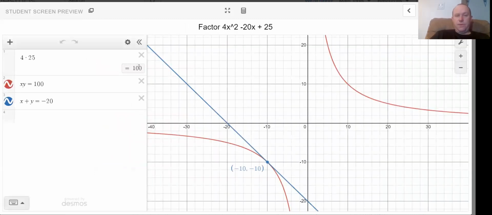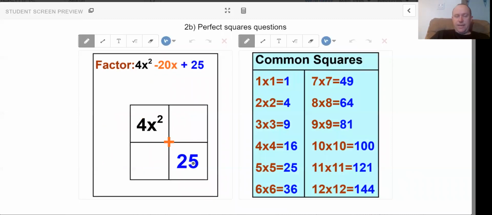You're going to do 4 times 25 is 100, and then say the middle numbers have to add together to make negative 20, and then find where these graphs cross. So I know my two numbers are negative 10 and 10, so I can fill this in here now, negative 10x, and then you can do exactly like you did last lesson.